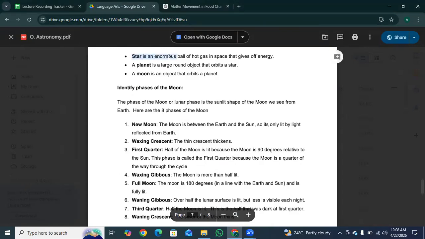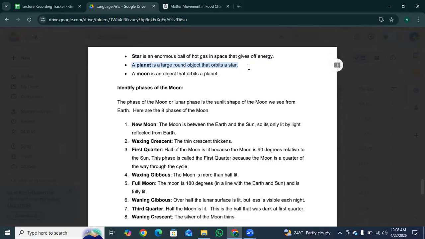A star is an enormous ball of hot gas in space that gives off energy. A star is basically a giant hot ball of gas that creates its own light and energy, like our sun. A planet is a large round object that orbits a star. A moon is an object that orbits a planet, a smaller object that travels around a planet.